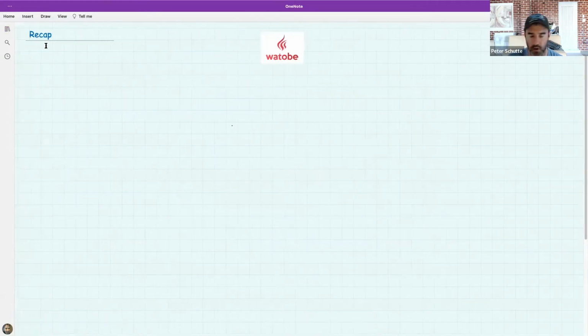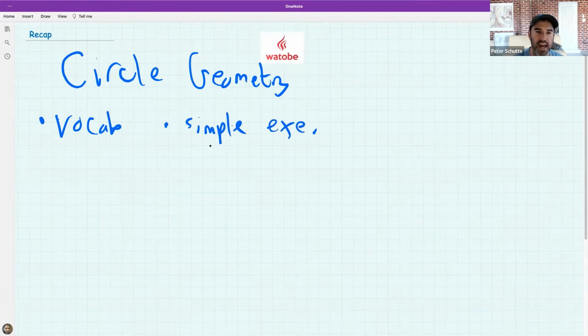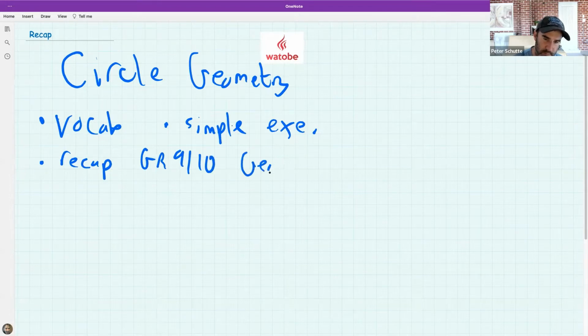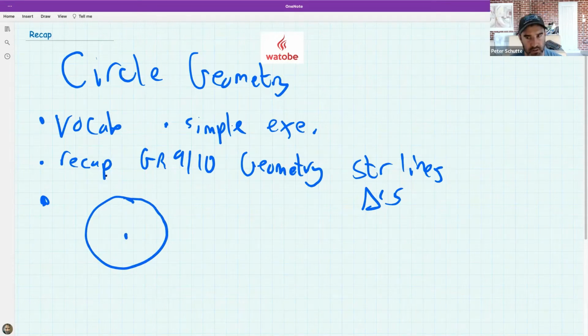Okay, so let's talk about what's been going on lately in this unit. This unit is a unit on circle geometry. And we spent quite a bit of time talking about the vocabulary of circles at the beginning. And then we did a bit of simple exercises around circles. And then we did some recap of grade 9 and 10 geometry, which focused on straight lines and triangles and using those. And then in the last lesson, we more and more were focusing on what I'm going to call theorems or facts about circles that involve the center of the circle.